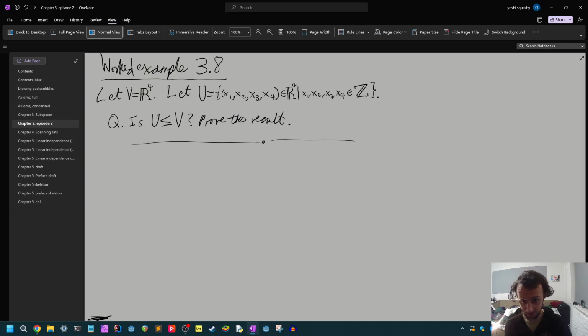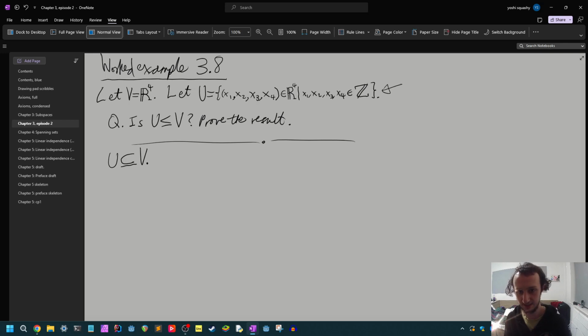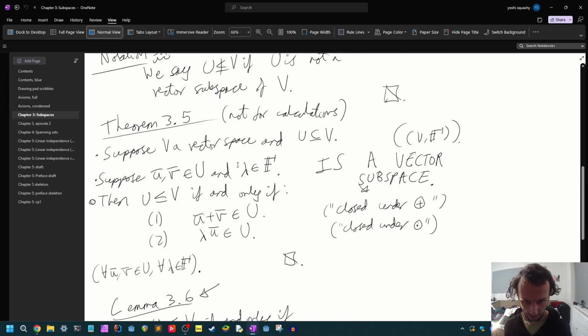So for this one, I guess the first thing we should do is figure out, is this a subspace of V? So the first test is, is U a subset of V? And as we see, because we've defined it so that every element of U is in R^4, which is V, which is also R^4, then we know that U is a subset of V, so it could be a vector space, but it might not be. The next test to figure out if it is or not is, if you remember from the chapter, theorem 3.5, we have that u plus v, or lambda u, is in U for all u, v in U. So you take u, v in U, and then you see, doing these operations, is it still within U?